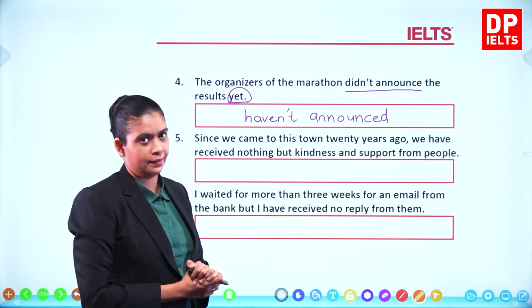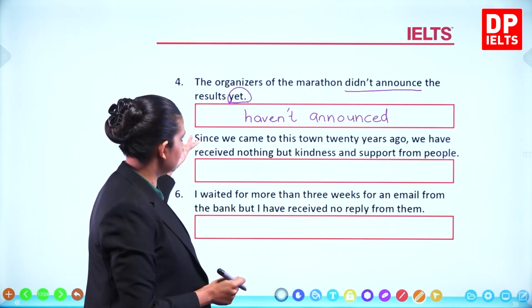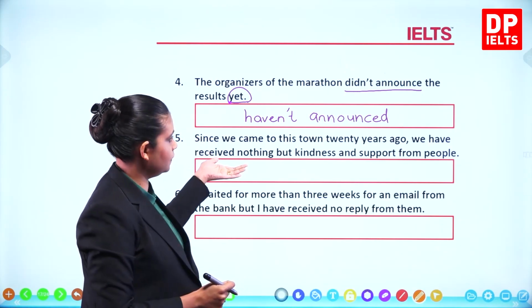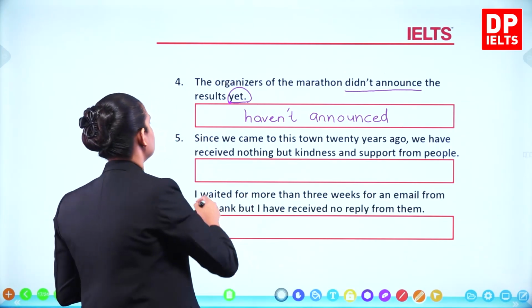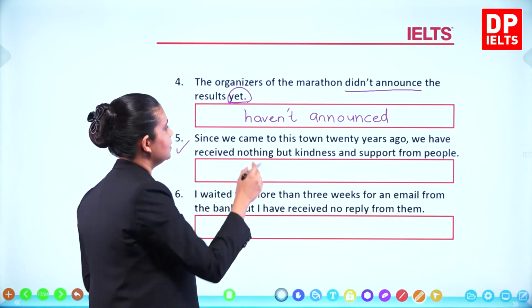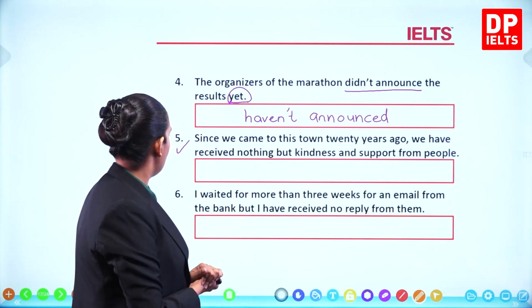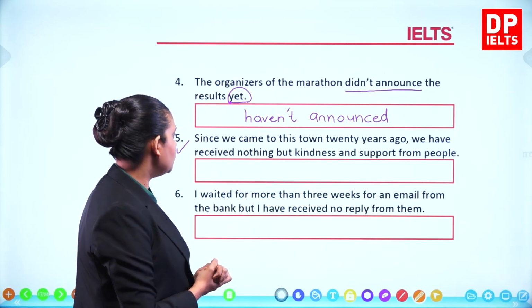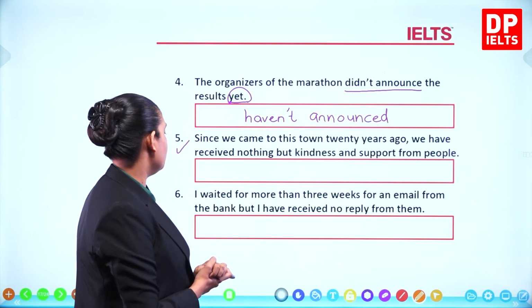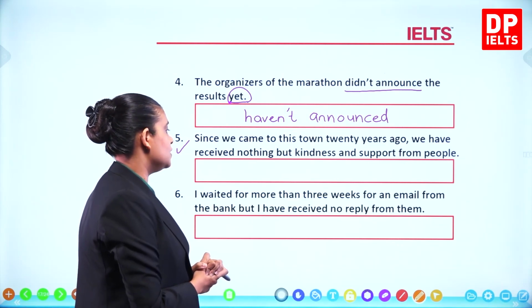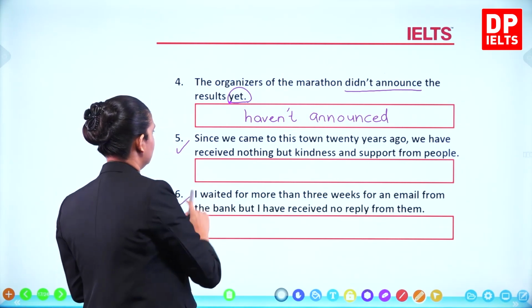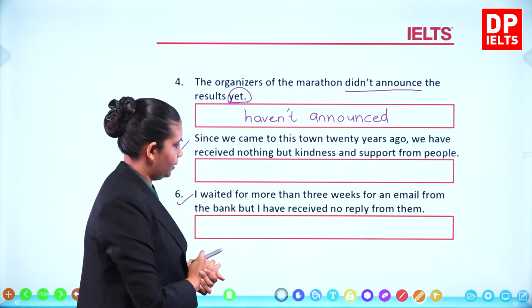Since we came to this town 20 years ago, we have received nothing but kindness and support from the people, right? So when you say since, have received is fine. So this sentence is correct. Starting time is 20 years ago. I waited for more than 3 weeks for an email from the bank, but I have received no reply. Again, it is perfectly okay.